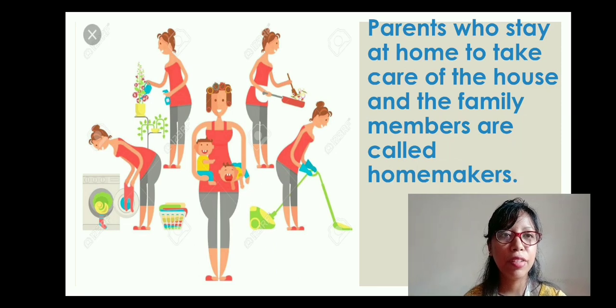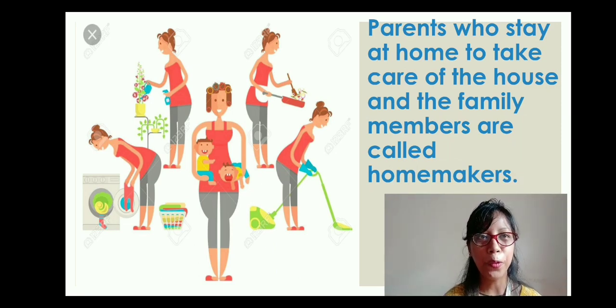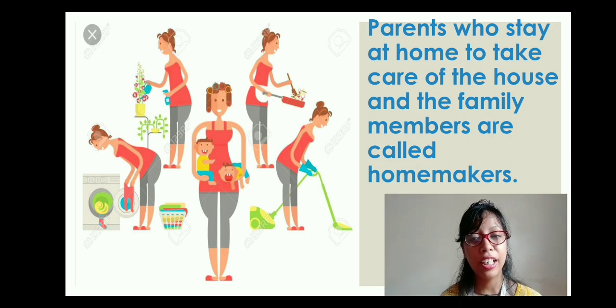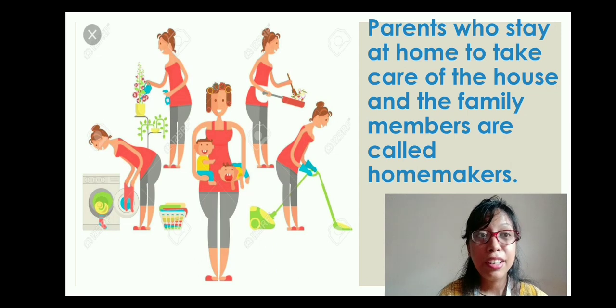Then this is one of the most important roles. The parents who stay at home to take care of the house and the family members are called homemakers. Now, some of our parents used to stay back at home, right? To take care of ourselves, to take care of their children, to take care of the other family members and also to take care of the house. Now these persons are called the homemakers.